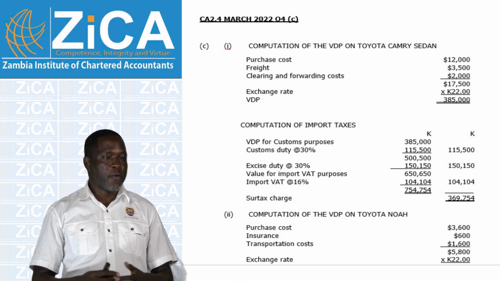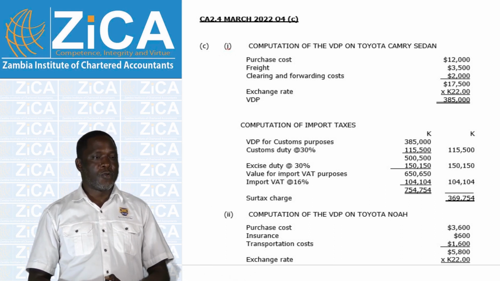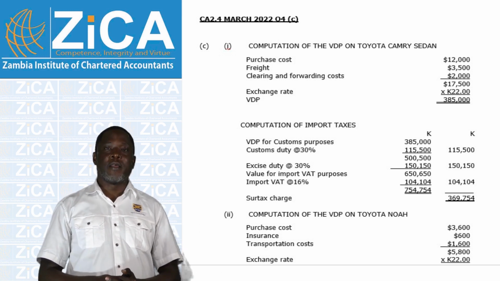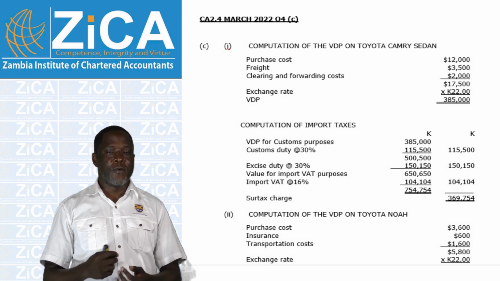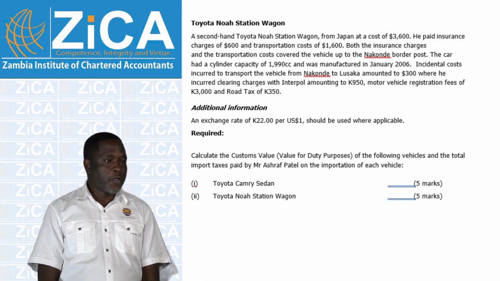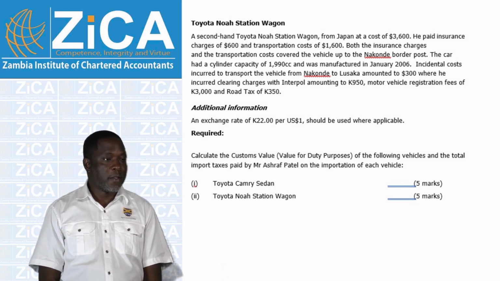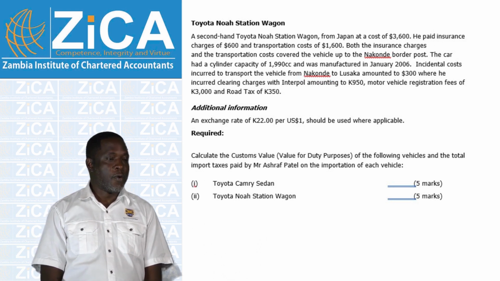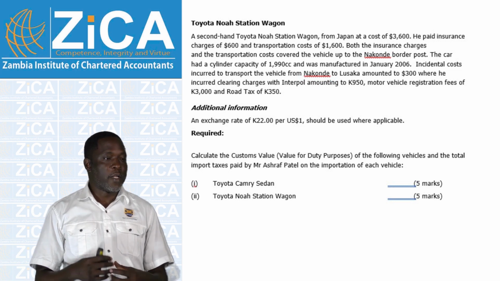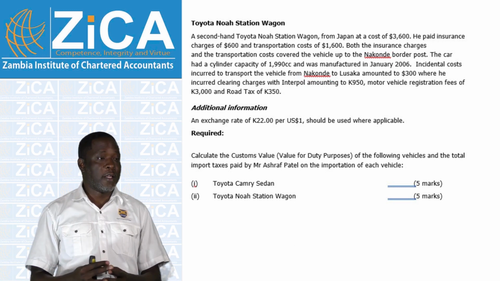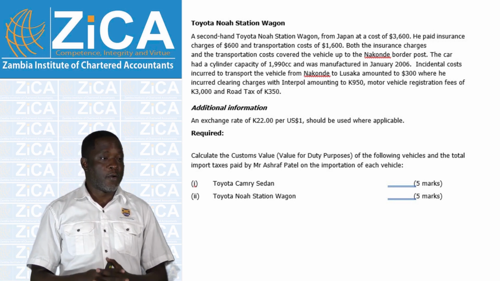We get back to the question so that we also demonstrate how we are going to compute or assess the import taxes on the other vehicle, which was a used motor vehicle or second-hand motor vehicle. So we look at the other vehicle which was imported by the taxpayer. Now this one, we are told that it is a second-hand Toyota Noah station wagon. So what is important is to identify whether the vehicle you are dealing with is brand new or second-hand. So obviously the Toyota Noah is second-hand.